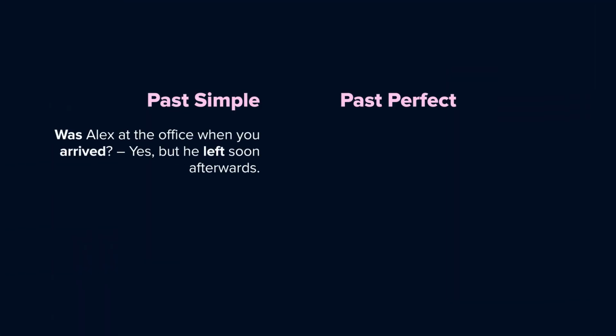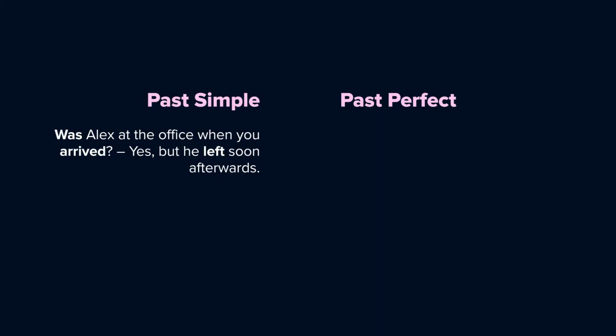Was Alex at the office when you arrived? Yes, but he left soon afterwards. So "was Alex at the office" is in past simple, right? And then we say yes, he was, but he left soon afterwards. Those actions are in sequence, right? He was there, then he left. Yeah? So all of them happened one after another.